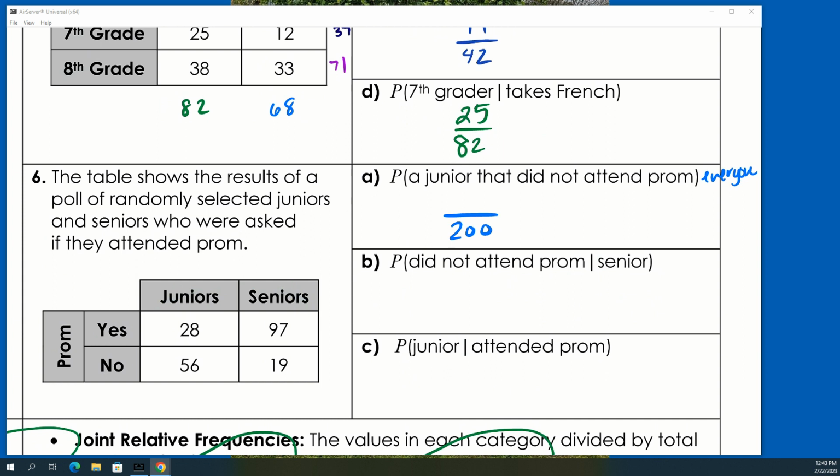All right, so out of everybody, how many are juniors that did not attend the prom? 56, right? And then I'm going to go ahead and add up all my rows and columns. So there's 84 juniors, 116 seniors, 125 said yes, and 75 said no.